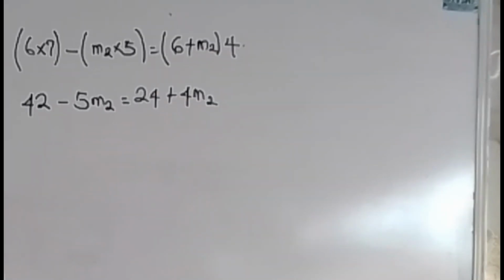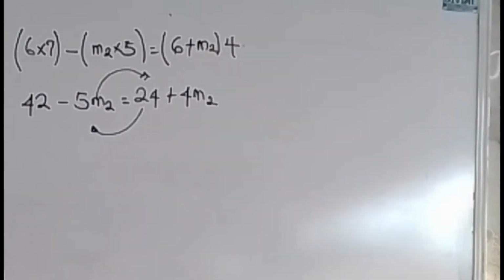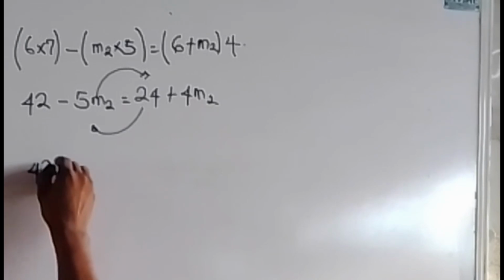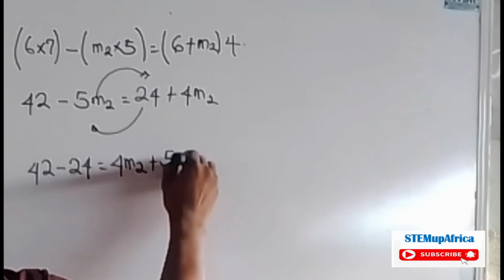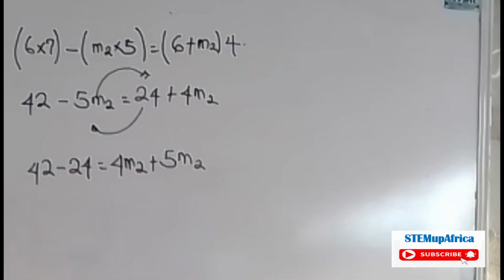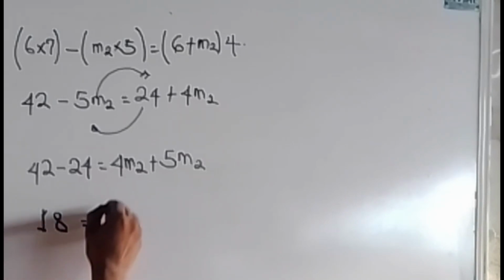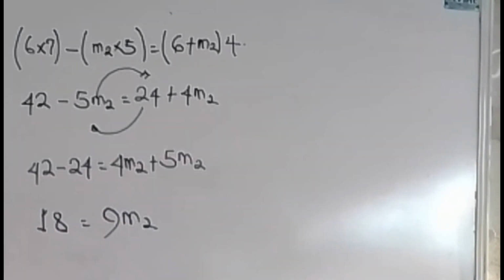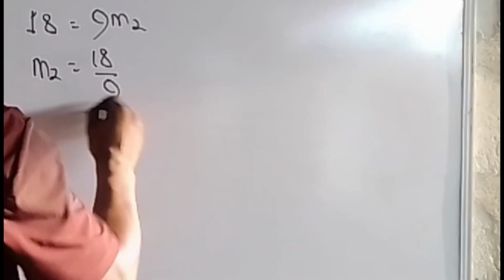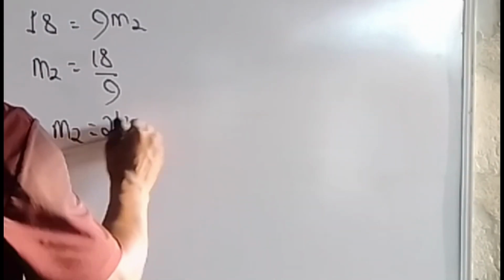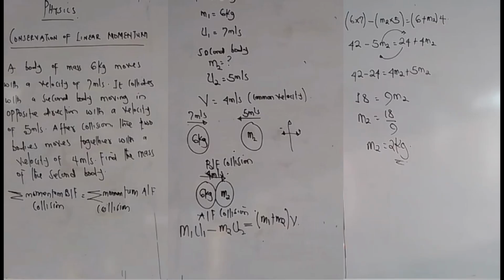To find m2, I will collect like terms. 24 can come, 5m2 needs to leave. So I have 42 minus 24 equals 4m2 plus 5m2. 42 minus 24 gives us 18 equals 9m2. If I make m2 the subject of the formula, m2 equals 18 over 9, m2 equals 2 kilograms. So the mass of the second body is 2 kilograms.